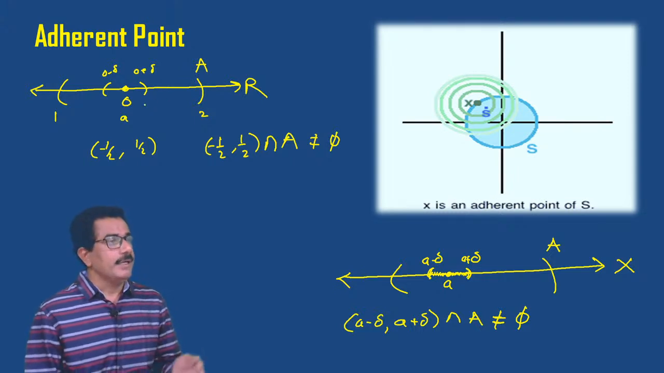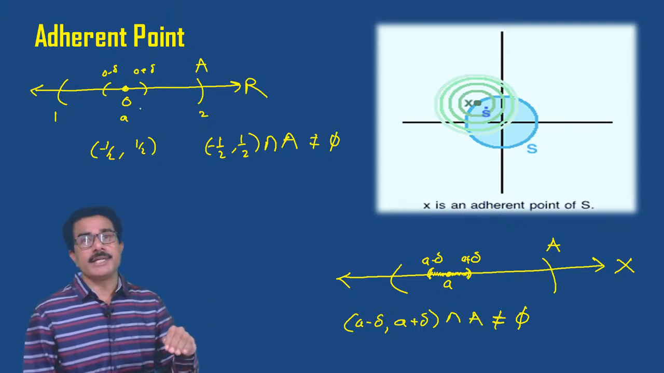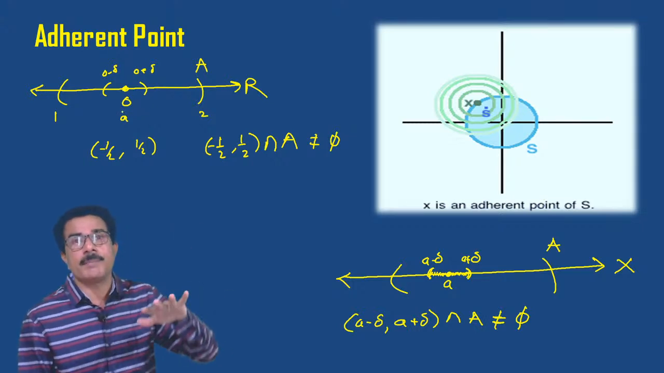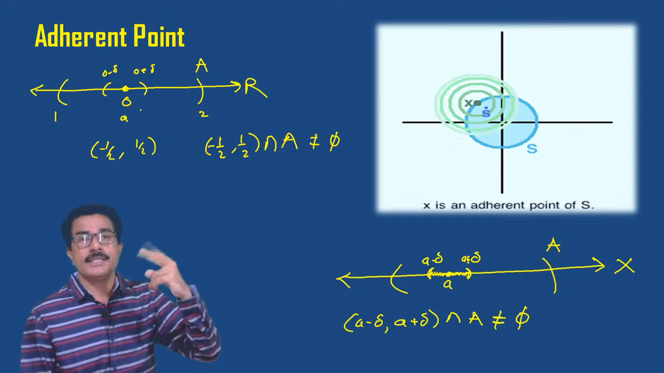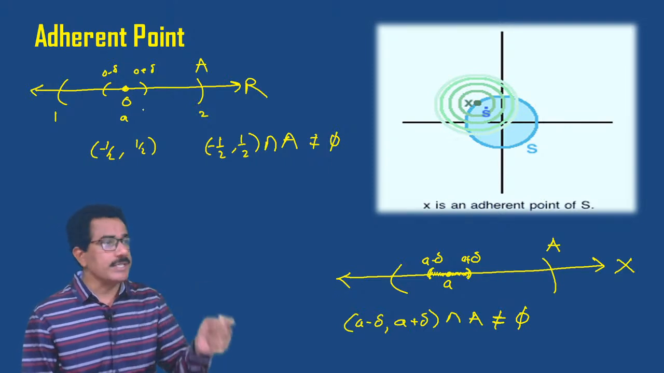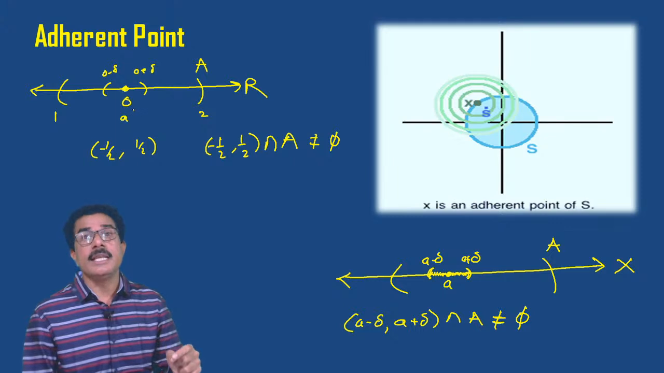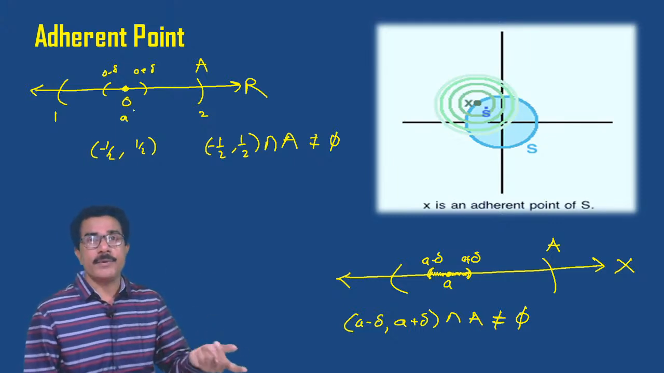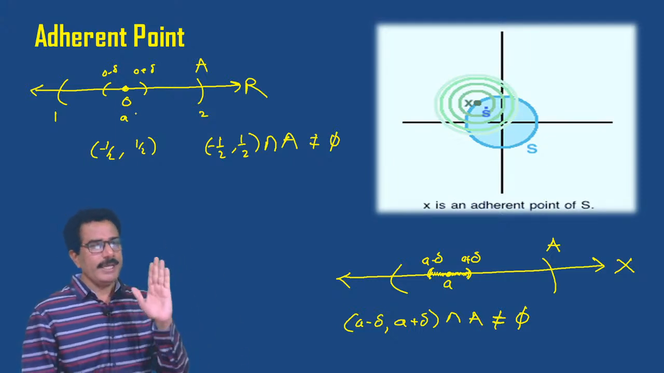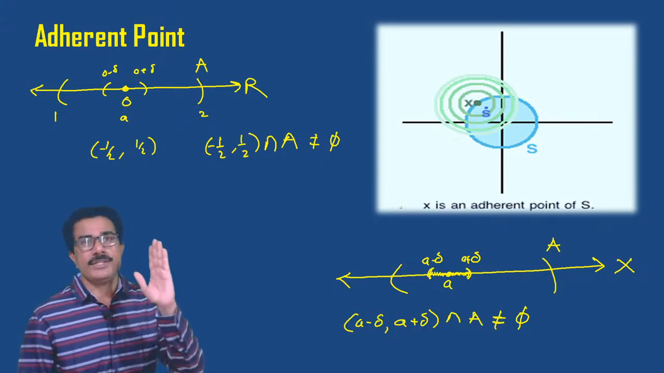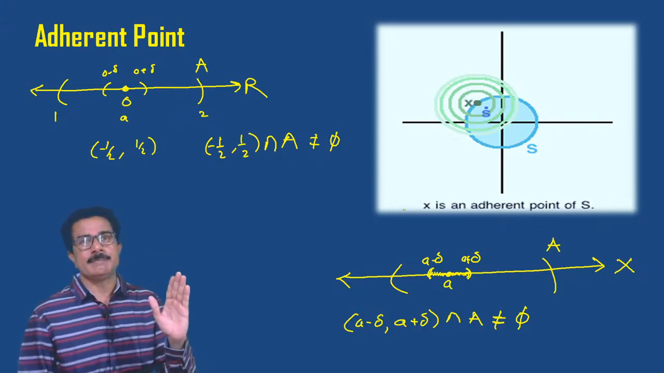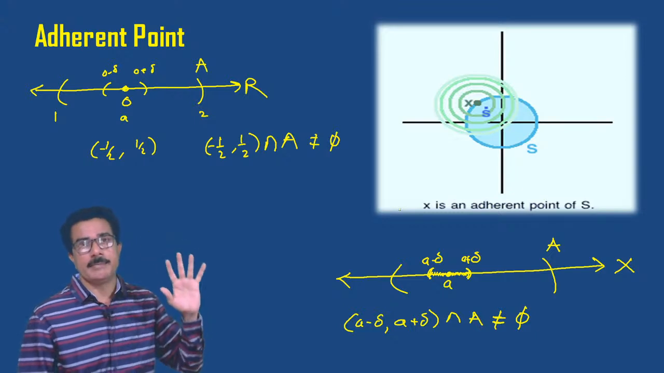Okay. Now the next condition comes after this. In adherent point again two parts come. Actually there are two parts. First is isolated point, second is limit point. Isolated point, second is the limit point. Okay, this is the definition of adherent point on the real line.